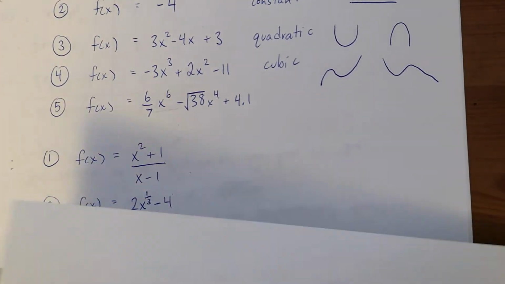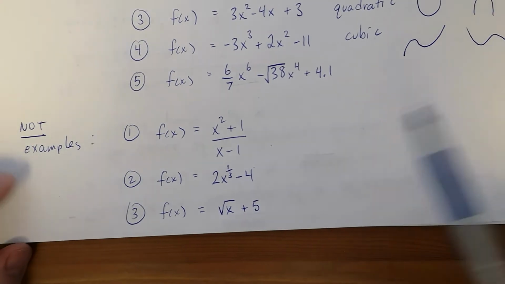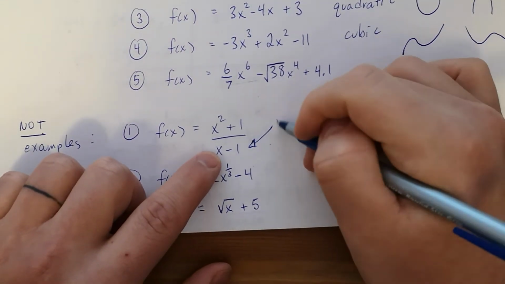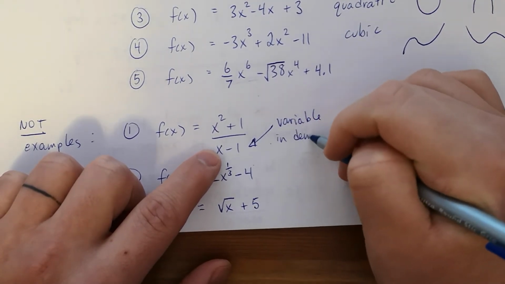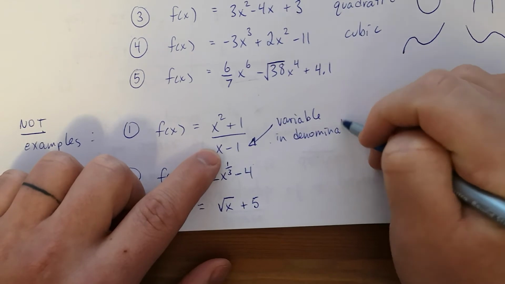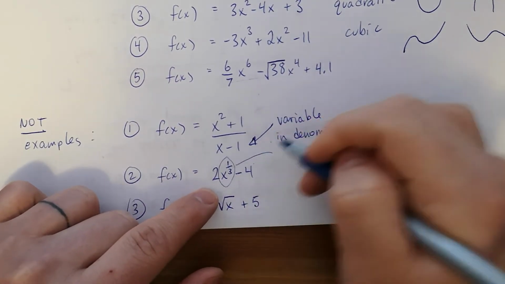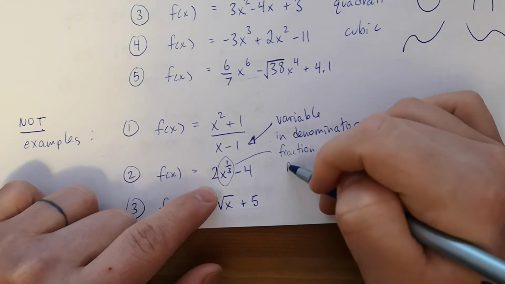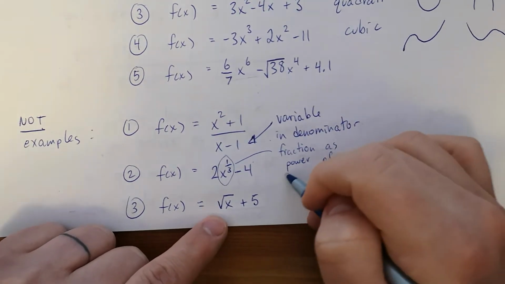Now I want to show you what aren't polynomials. So these are not examples of polynomials. Any variable in the denominator is no good. This guy, you can't have a fraction as a power of x. You call that a radical. And it's actually the same thing as having a square root.